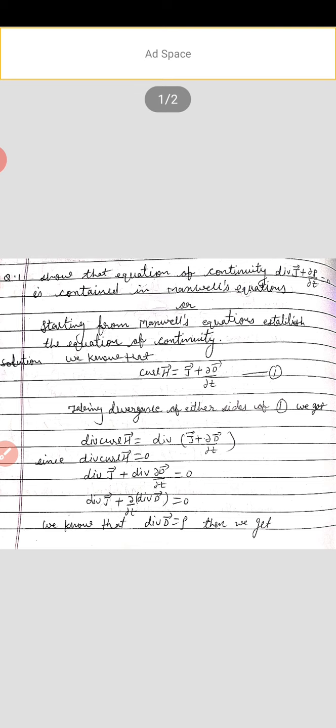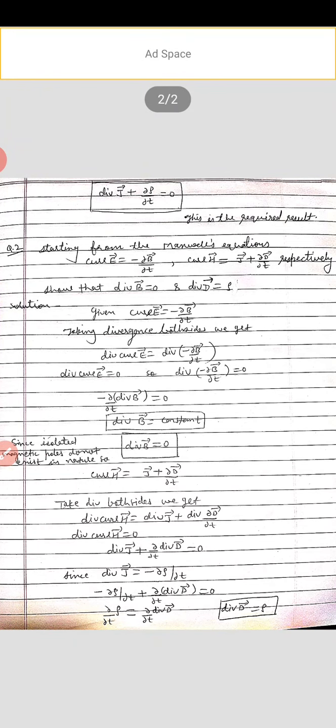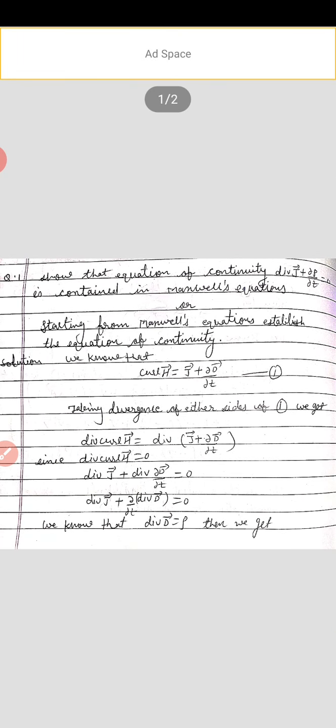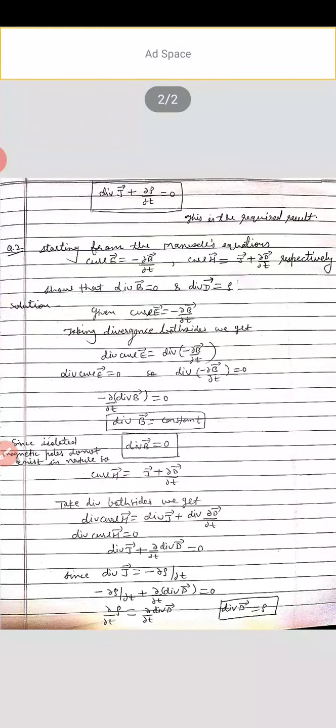So on putting the value of divergence D is equals to rho, we get divergence J plus del rho by del T is equals to 0. Divergence J plus del rho by del T is equals to 0, and this is the equation of continuity.